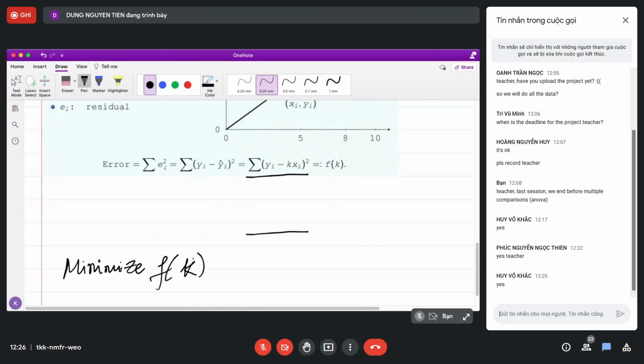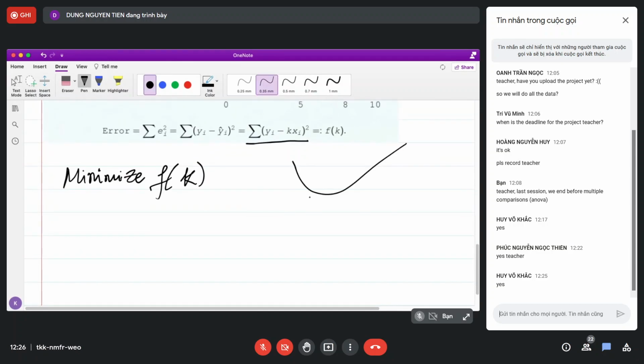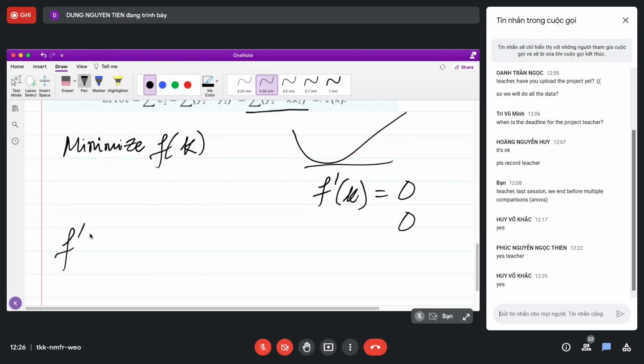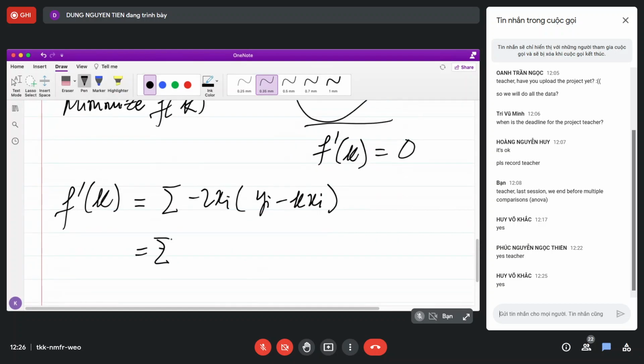Okay. So you have a function of a single variable, and you want to minimize that function. It is very natural to differentiate the function with respect to k and let it be 0. So you differentiate the function with respect to the unknown parameter, and then you get the sum of 2 times xi times (yi minus k times xi), and then you get the sum of minus 2 xi yi plus k times the sum of 2 xi squared.